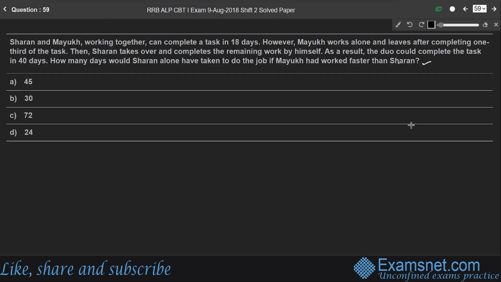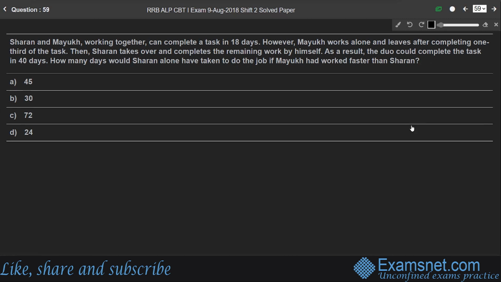Question 59. Sharan and Mayuk working together can complete the task in 18 days. However, Mayuk works alone and leaves after completing 1/3 of the task. Then Sharan takes over and completes the remaining work by himself. As a result, the duo could complete the task in 40 days. How many days would Sharan alone have taken to do the job if Mayuk had worked faster than Sharan?